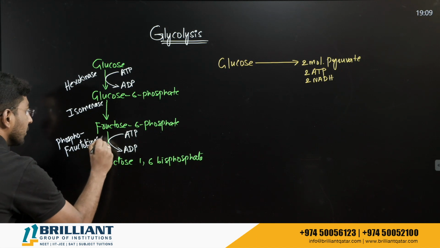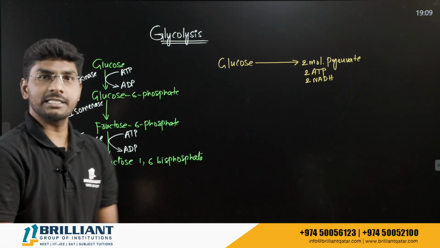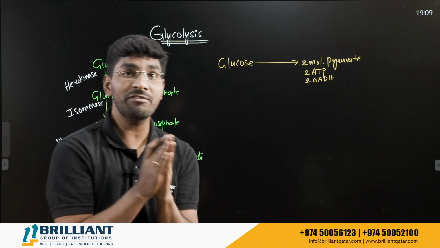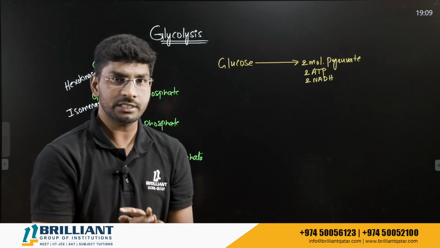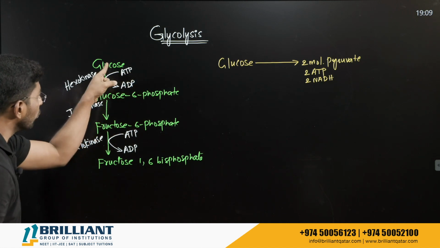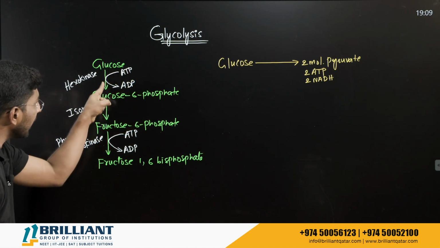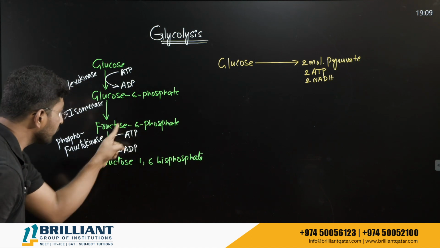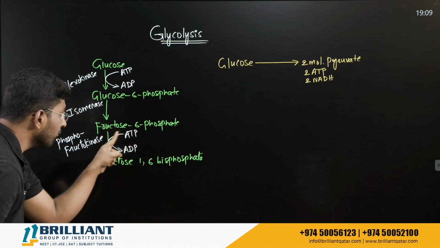Phosphofructokinase enzyme. This is phosphofructokinase enzyme. You got my point? So far, how many ATP we invested? 2 ATP we invested, right? Number 1, in first glucose to glucose 6-phosphate, 1 phosphate comes from the ATP, and fructose 6-phosphate to fructose 1,6-bisphosphate, 1 more ATP.